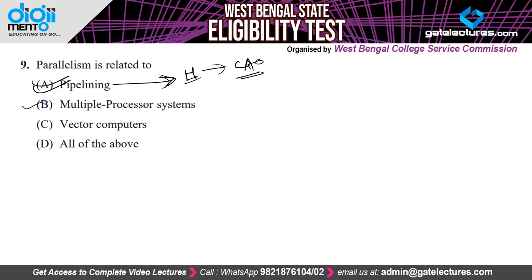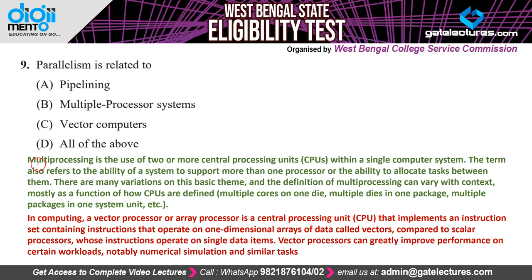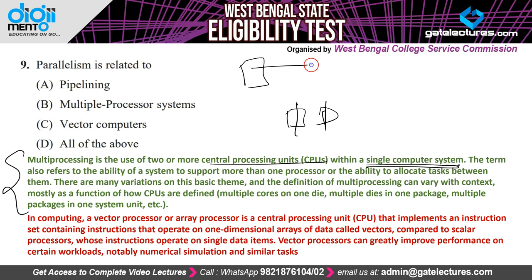Next, for multiprocessor system and vector system, parallelism is involved. How? I've written a small text here. Multiprocessor system is the use of two or more central processing units within a single computer system. Right, so we have more than one CPU. And when we give parallelism, for any program, we can give multiple instructions, and we can give the instructions which are not dependent on each other to these two processors, and they can execute and we can get the work done parallelly and at a much faster pace.